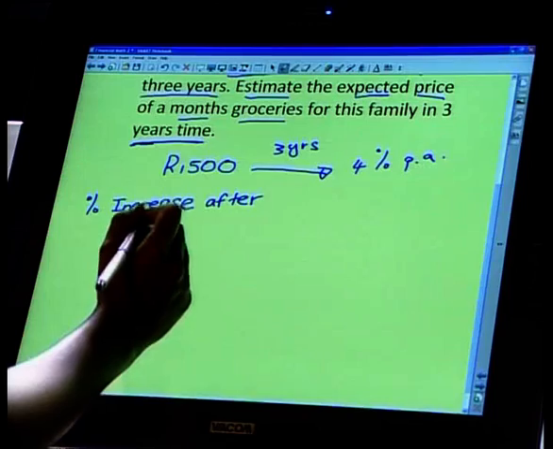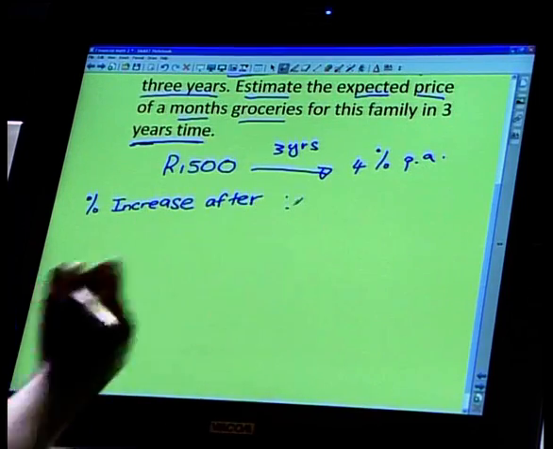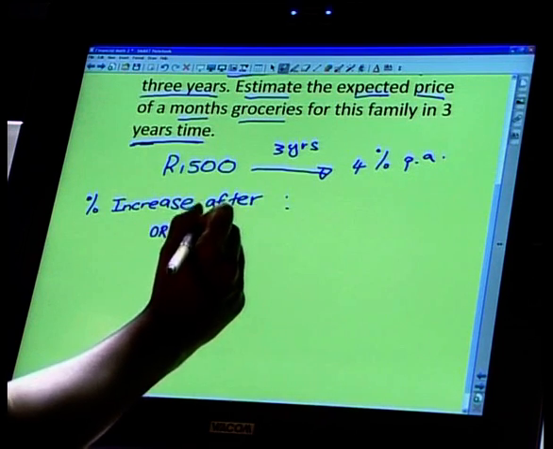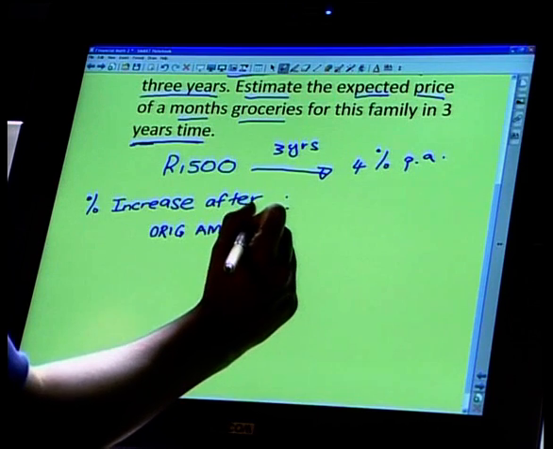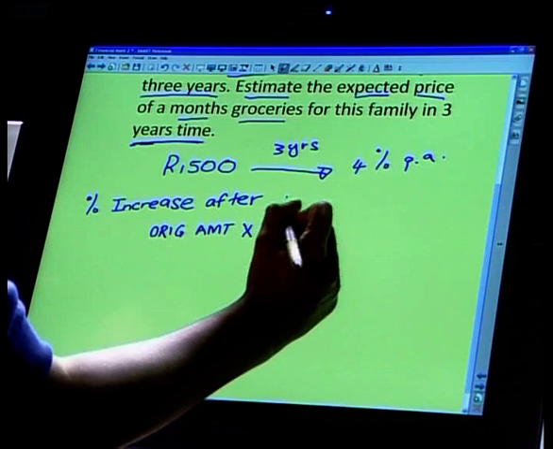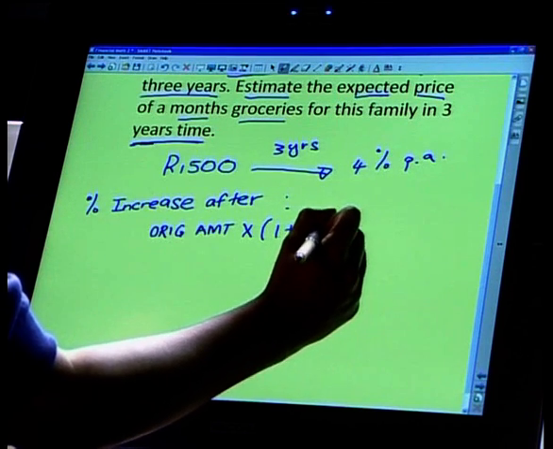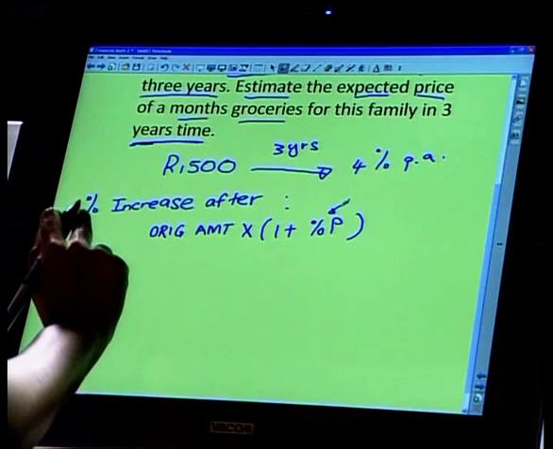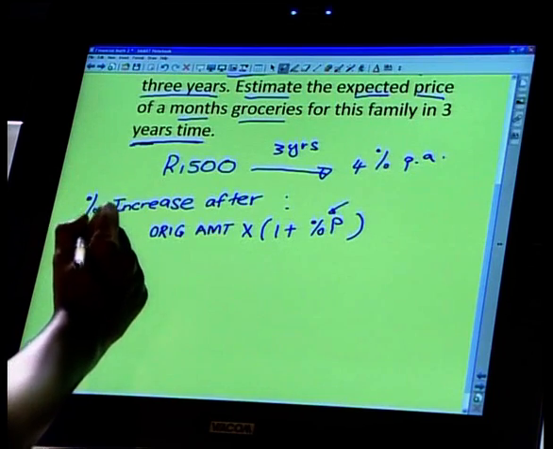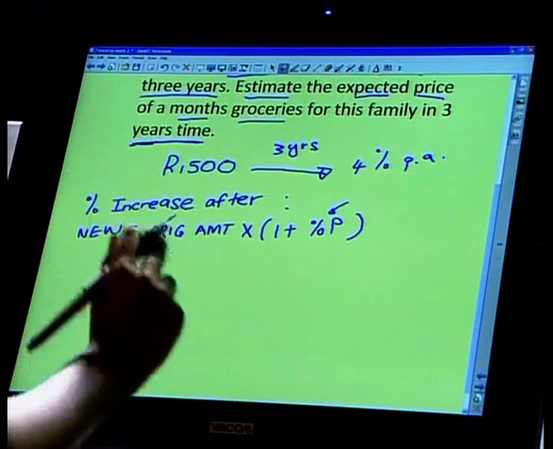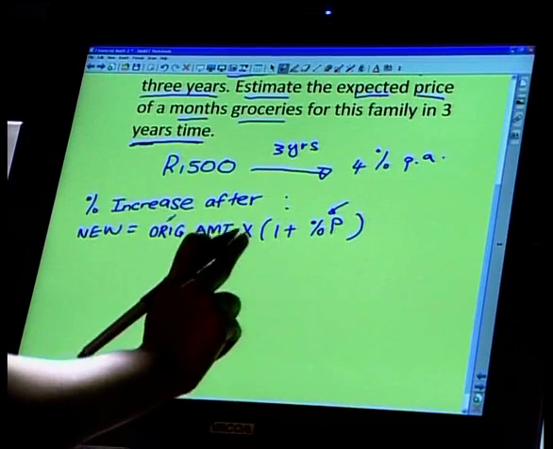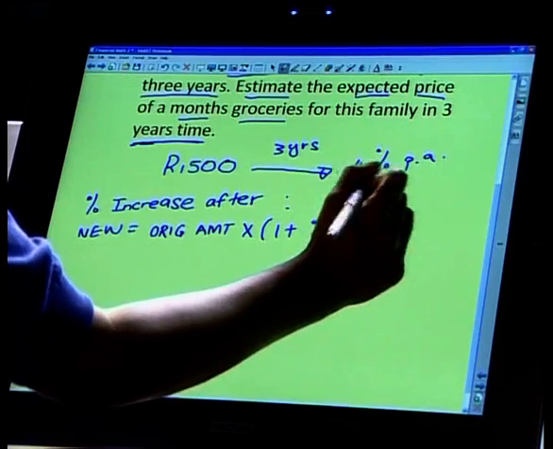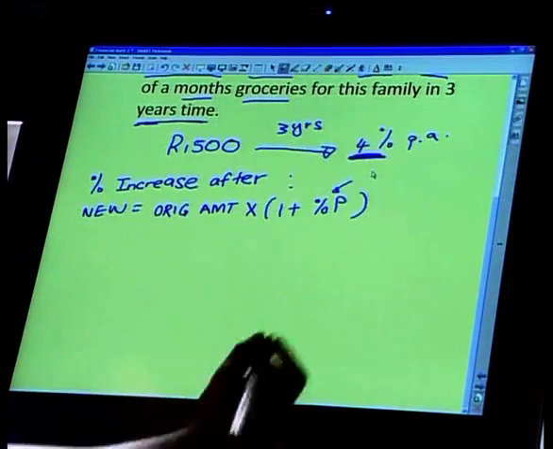If you want to work out the percentage increase, what we're going to do is take the original amount and multiply that by 1 plus whatever the percentage increase was, and this is usually in decimal form. So if we want to find out what the new amount will be after a percentage increase, we take the original amount and multiply it by 1 plus whatever the percentage increase is. So here we're looking at a 4% increase every year.